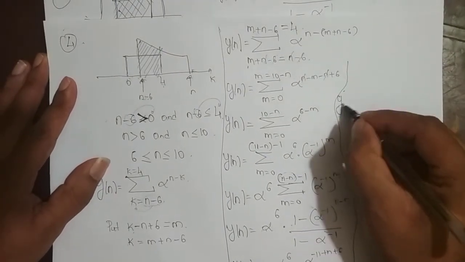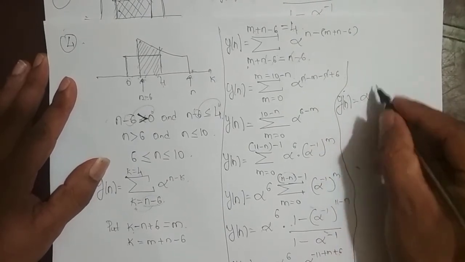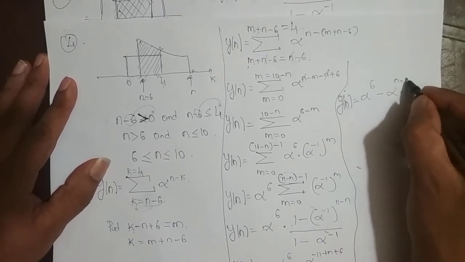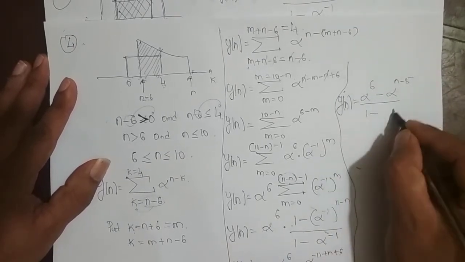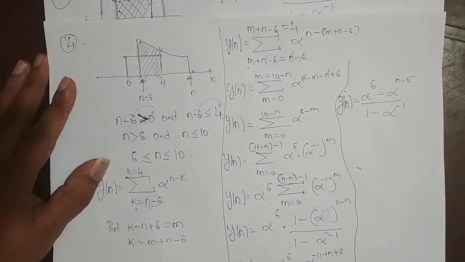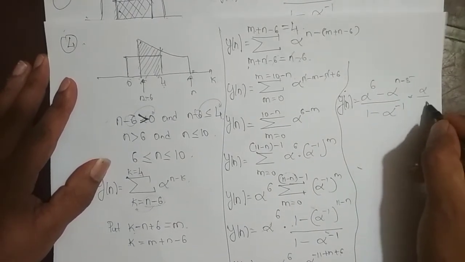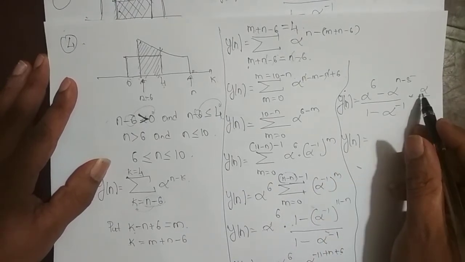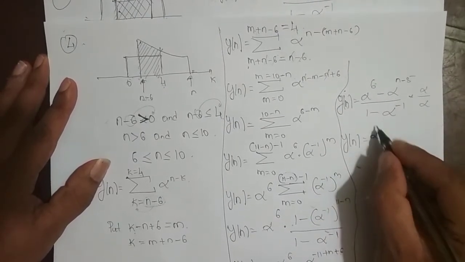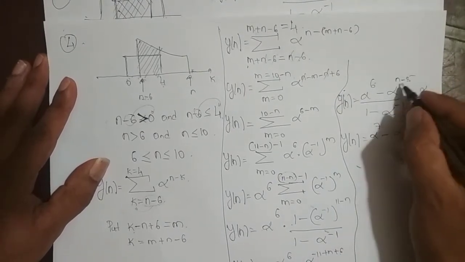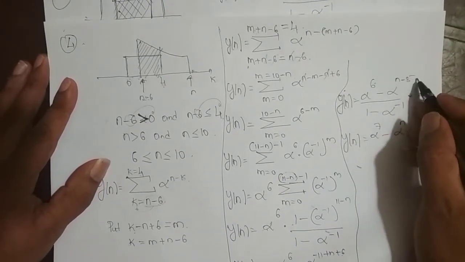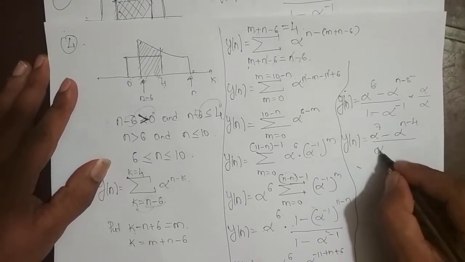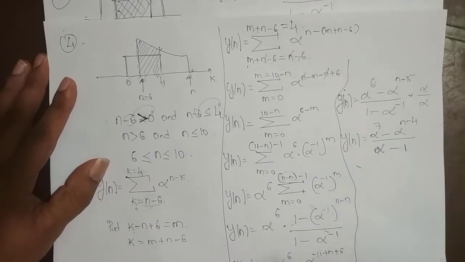So what is y of n? y of n is equal to alpha power 6 minus alpha power n minus 5 whole divided by 1 minus alpha power minus 1, right? So I'll multiply numerator and denominator by alpha. So y of n is equal to alpha power 6 plus 1, alpha power 7, minus alpha power n minus 5 plus 1, which is minus 4, whole divided by alpha times 1, which is alpha, minus 1, right?